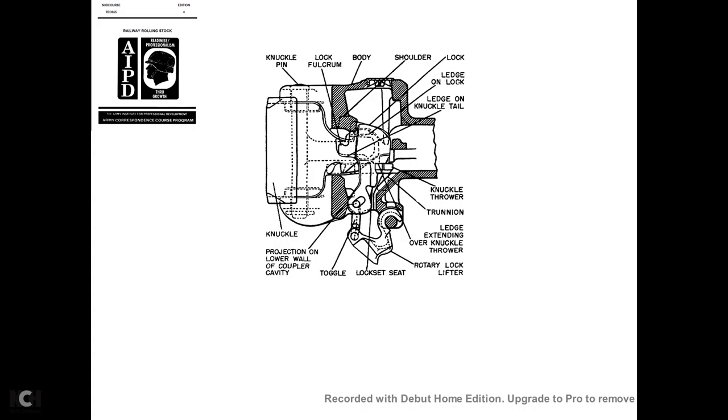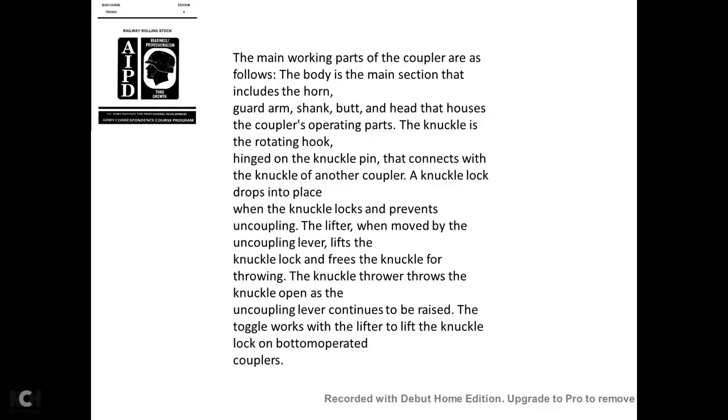It shows the knuckle pin, the lock fulcrum, the body, the shoulder, the ledge on the lock, the ledge on the knuckle thrower, the ledge extending over the knuckle thrower, the rotary lock lifter, the lock seat toggle, the projection on the lower wall of the coupler cavity, and the knuckle. The main working parts of the coupler follow. The mounting section includes the horn, guard arm, shank, butt, and the head of the hose is the coupler operation.